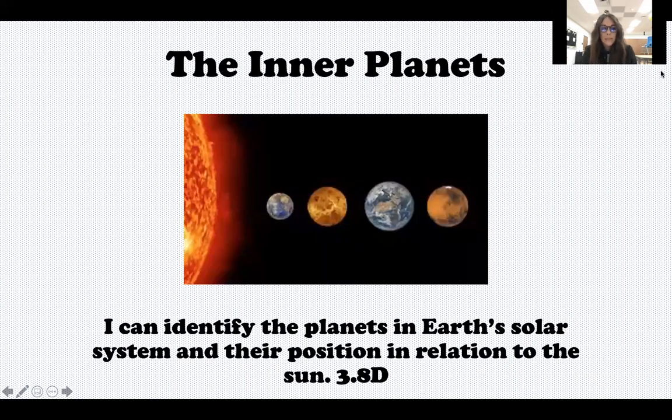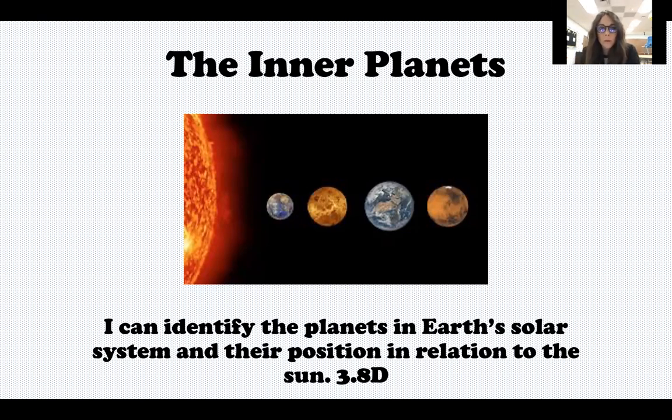Your target says I can identify the planets in Earth's solar system and their position in relation to the sun. So when we're talking about the solar system and learning about the solar system, a lot of times we see pictures like this, which is nice to be able to see what each planet looks like because we're not very familiar with what the other planets besides Earth look like. We don't see them often. However, there are a lot of problems with pictures like this.